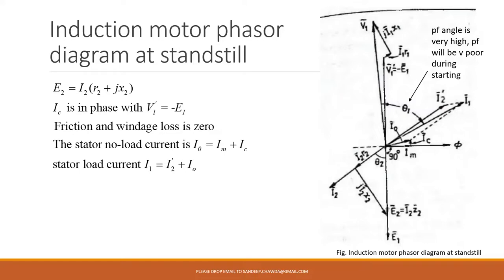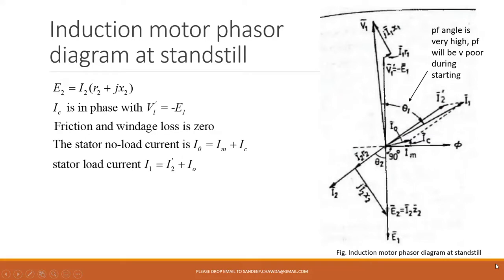That will be given by I2 R2 plus I2 into jX2. Here S will not come. If somebody wants to write S, then its value is 1. So this will be your E2.